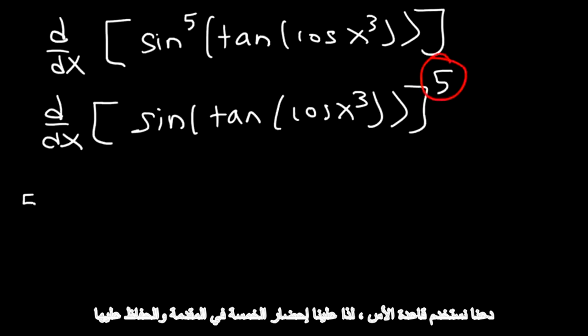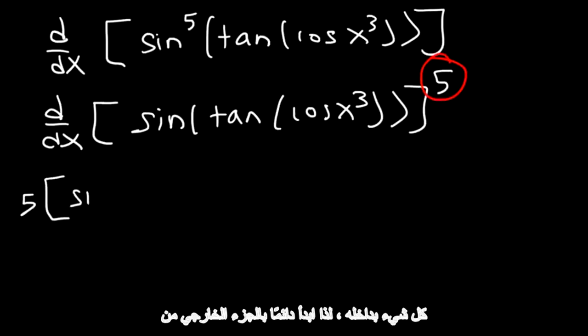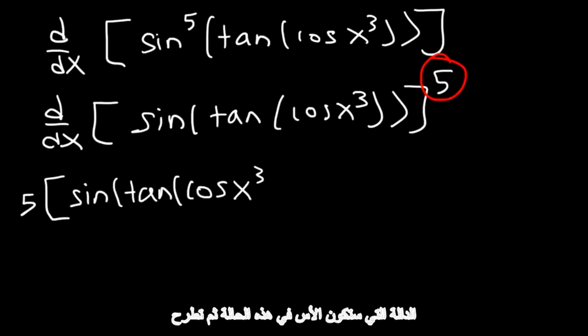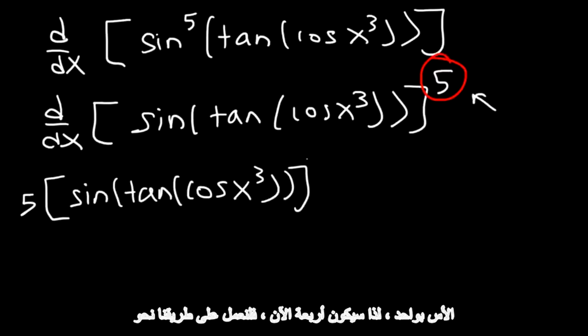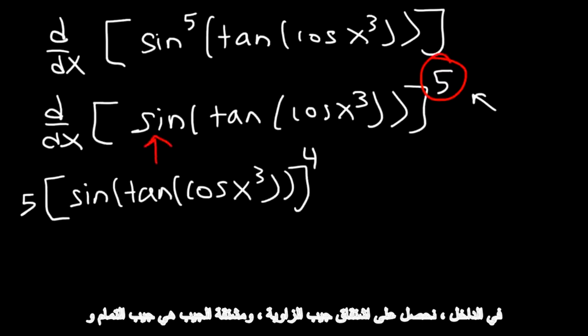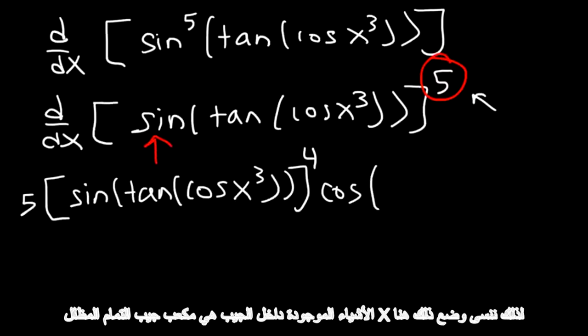So we got to bring the 5 to the front and keep everything inside the same. So always start with the outside portion of the function, which is going to be the exponents in this case. And then subtract the exponent by 1, so it's going to be 4. Now let's work our way towards the inside. So we got to differentiate sine. The derivative of sine is cosine. And the stuff inside of sine is tan cosine x cubed. So we got to put that here.